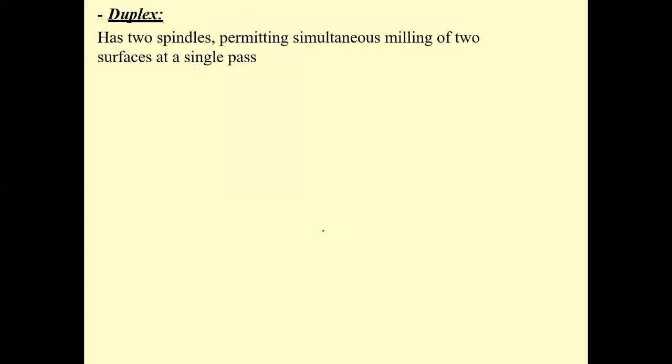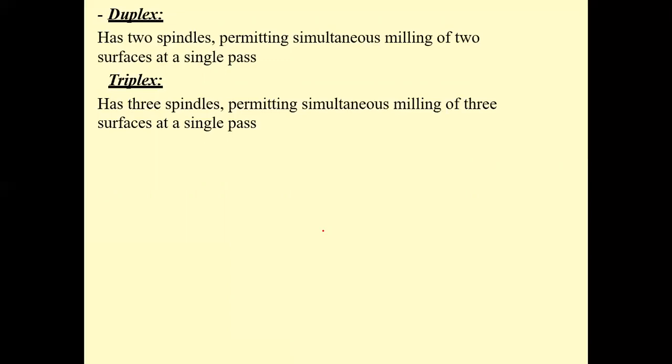So, duplex. Simplex, as I told you, has only one spindle; if only one spindle is there in the machine, we call it a simplex machine. If there are two spindles, two different tools can be mounted on the machine, and two different operations, as well as two different workpieces, can be machined at the same time. So duplex, with two spindles, permits simultaneous milling of two surfaces in a single pass. These can be two surfaces of the same workpiece at different positions, or two surfaces of two different workpieces.